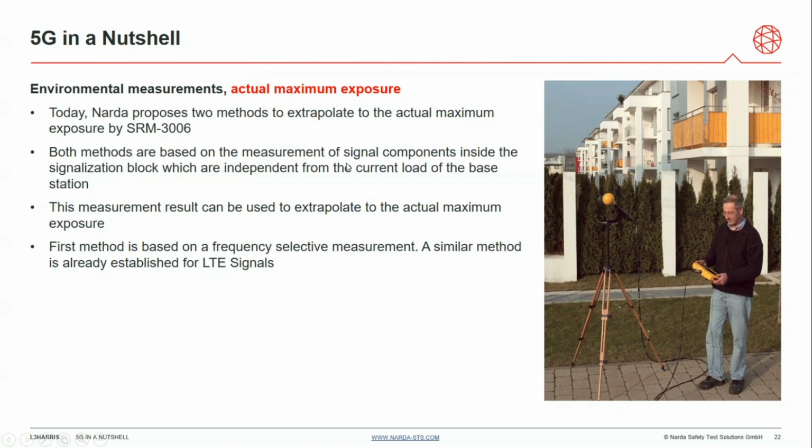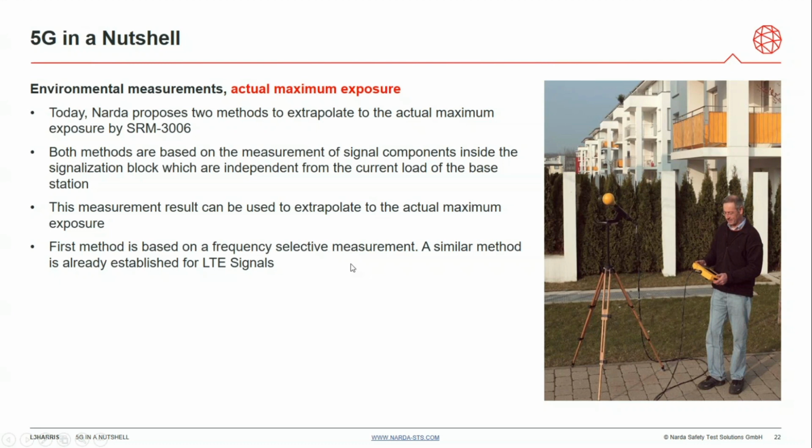Again, both methods are based on measurement of signal components inside the signalization block, being independent from the current load of the base station. This measurement result can then be used to extrapolate to the actual maximum exposure. The first method is based on frequency selective measurement and a check in the time domain. So you use both. You use the spectrum analysis function of a radiation meter, and you use the level meter and the oscilloscopic presentation to have a logical check that you don't have too many uplinks, meaning mobile phones, for example, on the rooftop itself, which would corrupt the test result.